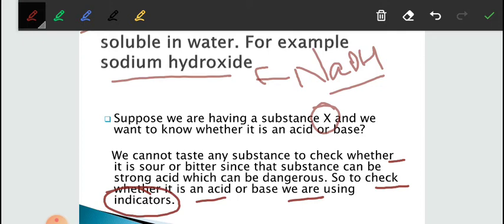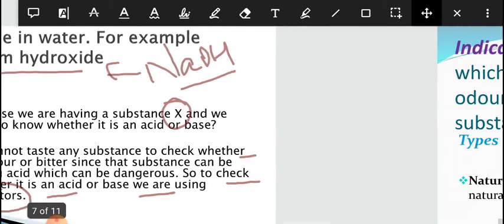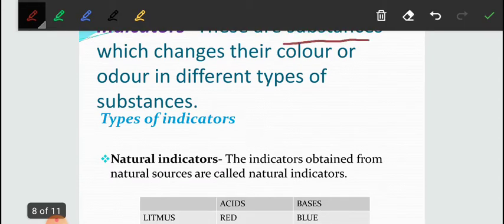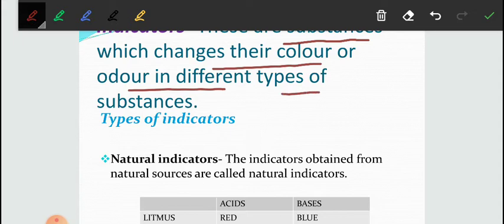So what are indicators? Indicators are the substances which change their odor or color in different types of substances. Again repeating, indicators are the substances which change their color in different types of substances.